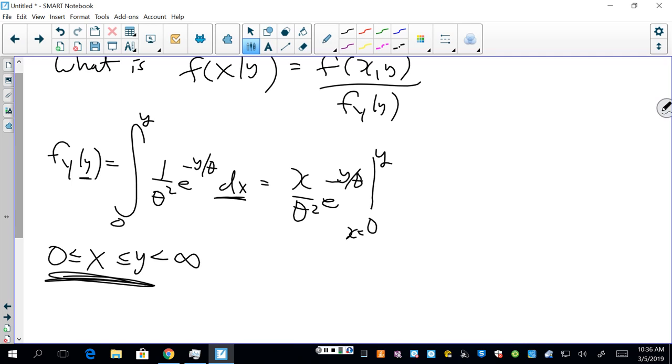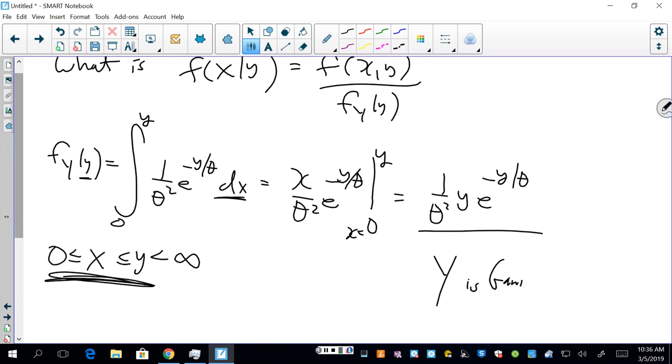The density of y then ends up being 1 over theta squared times y e to the negative y over theta. This is actually going to be something we'll study towards the end. It's not one we recognize yet, but y is what's called a gamma random variable with parameter 2 and our parameter 1 over theta. We'll see later that it's really like the sum of two exponentials becoming a gamma.